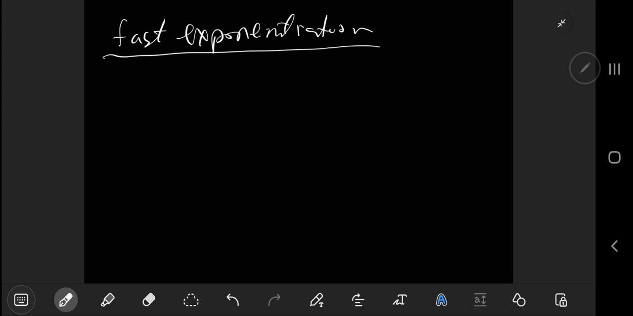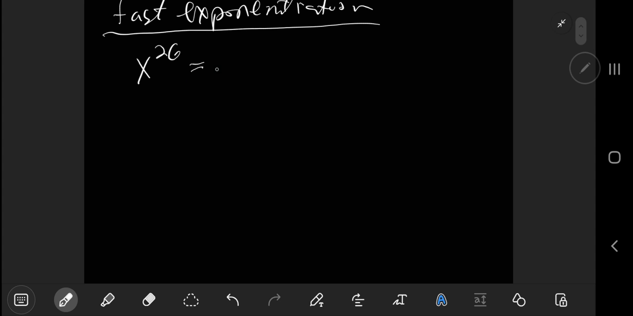So the idea now is to talk about fast exponentiation in cryptography. It's used in cryptography, but it's a general method. So let's see an example. If I have this value, I want to take x to the power of 26 and I want to see how to do that. What I can do is to look at the exponentiation in binary.